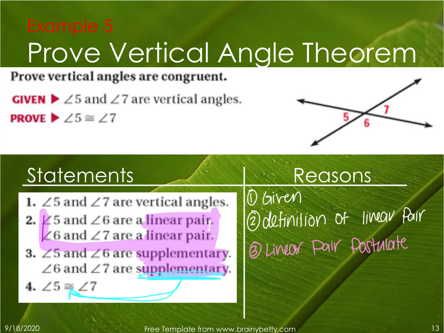Okay, we're dealing with supplementary. Now we're stating they're equal. If angle 5 and angle 6 are supplementary, and angle 6 and angle 7 are supplementary, aren't they sharing one angle? They're sharing one angle. So Katya? Congruent supplements theorem. Good. Congruent supplements theorem is if two angles are supplements to the same angle, which they are, they're both supplements to angle 6, then they are congruent. That is 4.